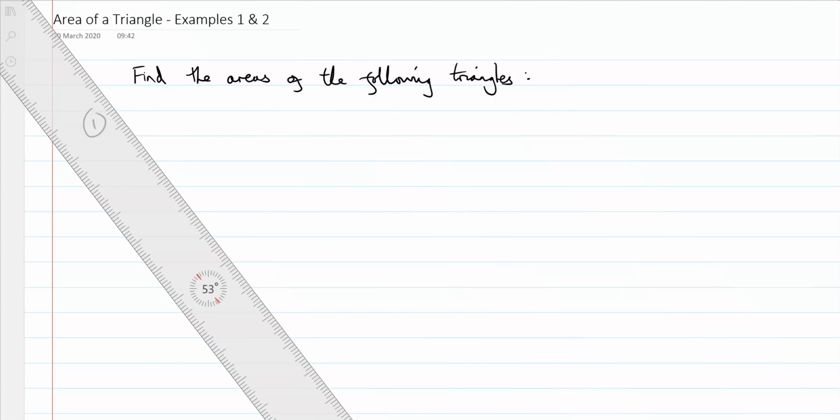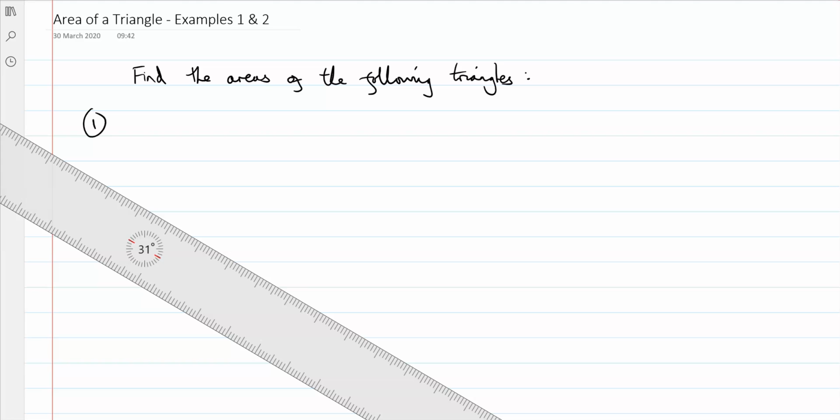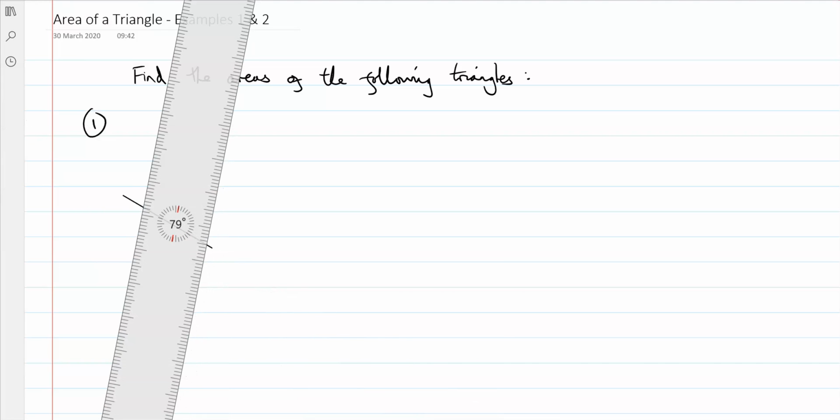Okay, so let's have a look at how the new area of a triangle formula works. For this, write your title and then find the areas of the following triangles. We're going to do 2 easier examples, and then we're going to look at 2 slightly more difficult examples in the next video. So this is just to get used to using the formula, and then we'll look at how it can progress a little bit afterwards. So get a triangle drawn.